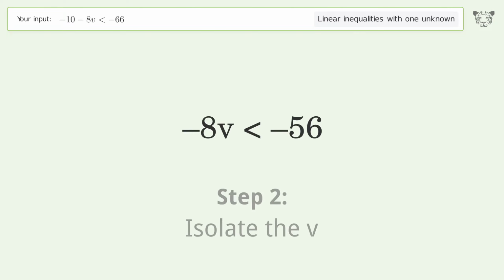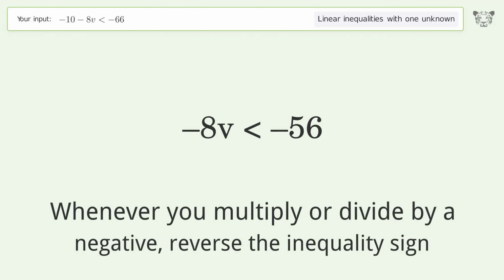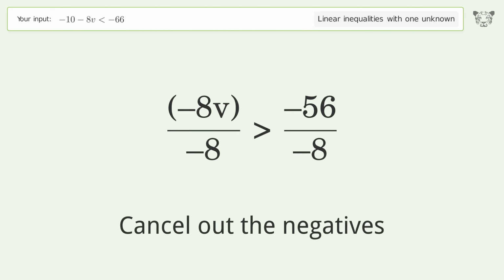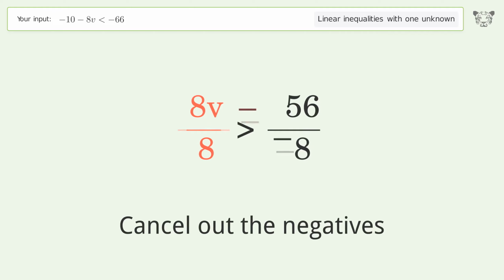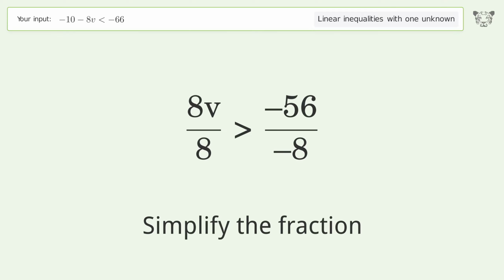Isolate the v. Divide both sides by -8. Whenever you multiply or divide by a negative, reverse the inequality sign. Cancel out the negatives. Simplify the fraction.